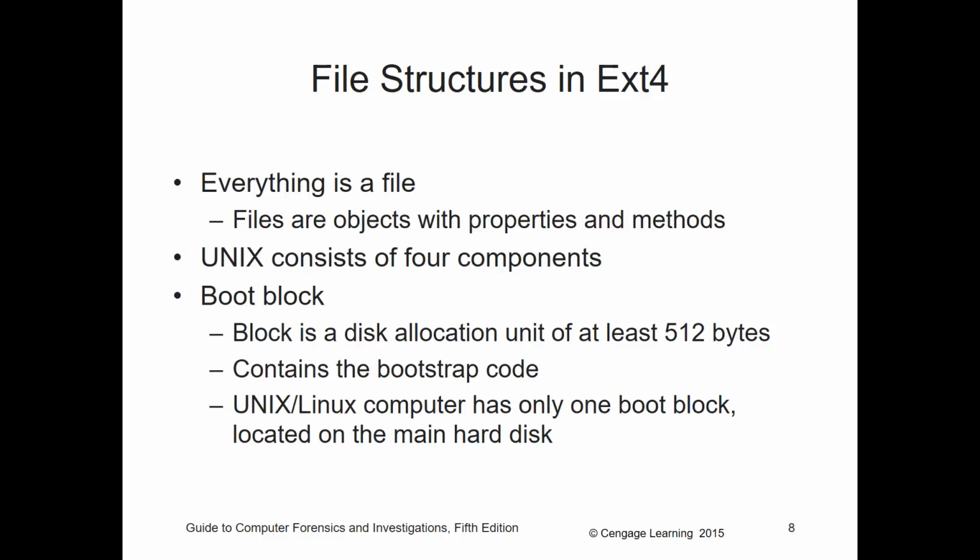The Unix consists of 4 major components: boot blocks, and a block is a disk allocation unit of at least 512 bytes, contains the bootstrap code. There's only one boot block, and it's located on the main hard disk. Again, as we talked about Windows, notice the 512 bytes.